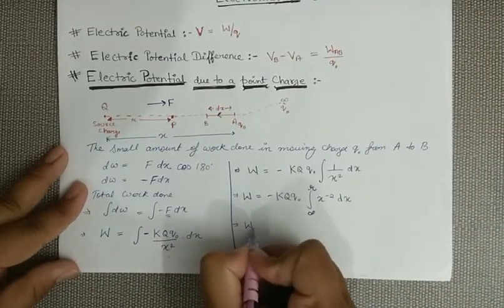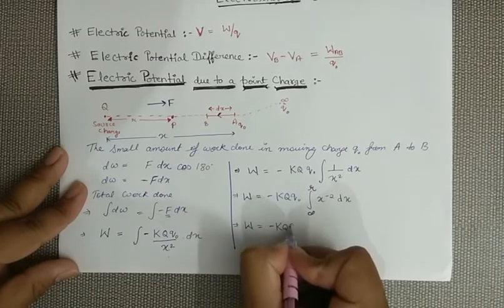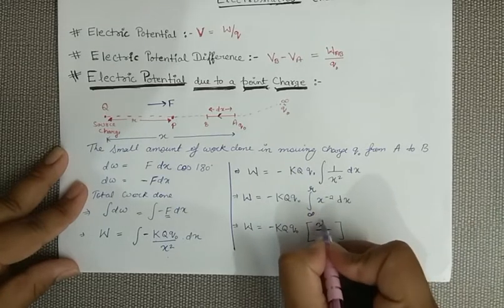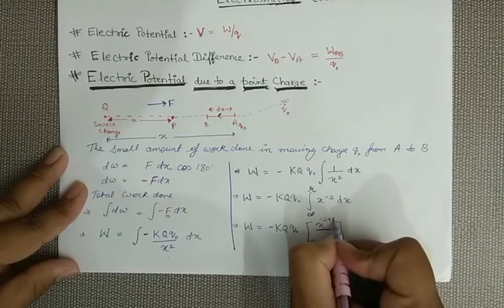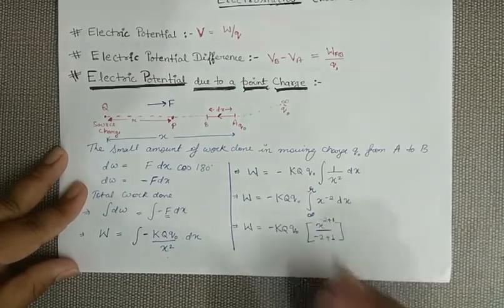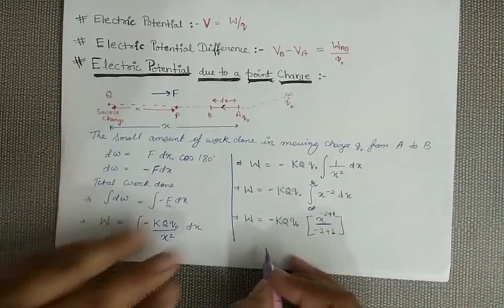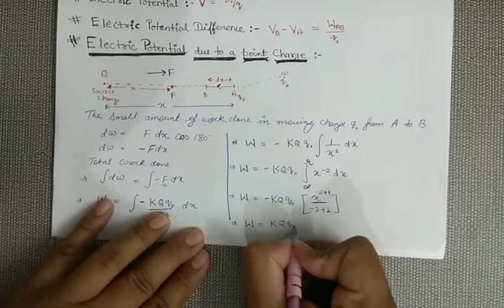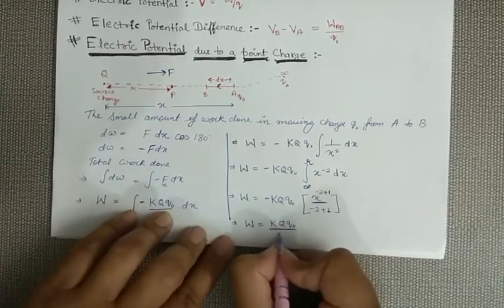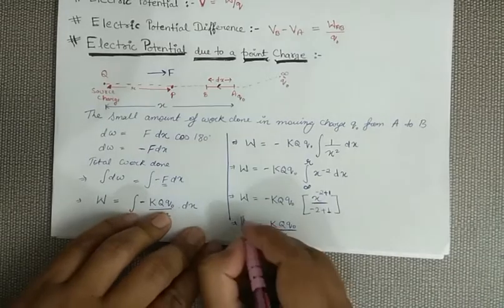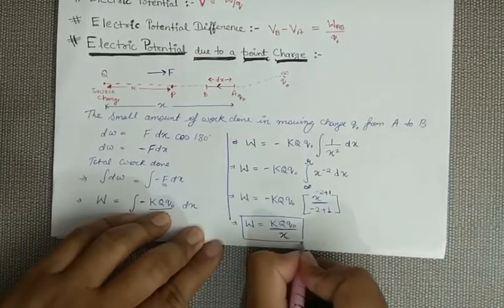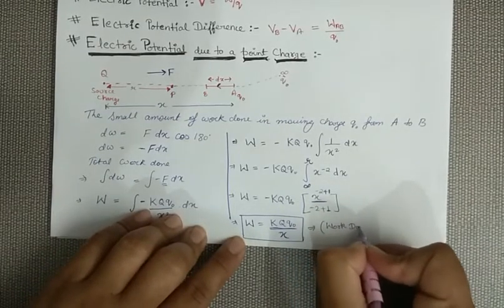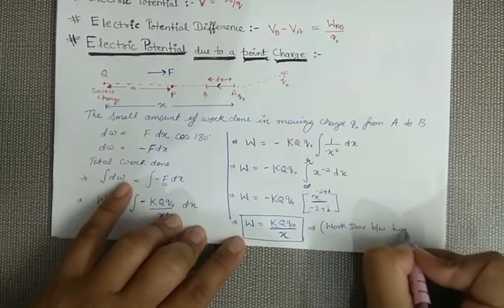Now simply using the concept of integration, x to the power minus 2 becomes x to the power minus 2 plus 1, divided by minus 2 plus 1, using the formula of integration. So our net work done will be K times Q Q naught, and on solving this, you will get upon x. So this is the work done between two charges. It is also a very important formula. You have to remember this.